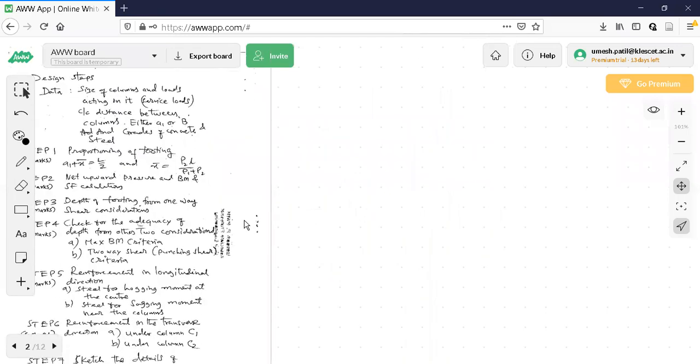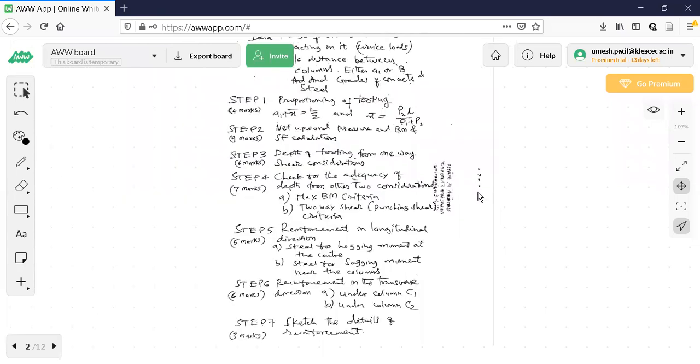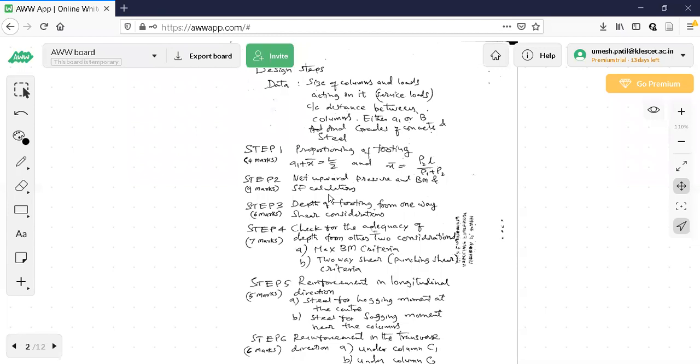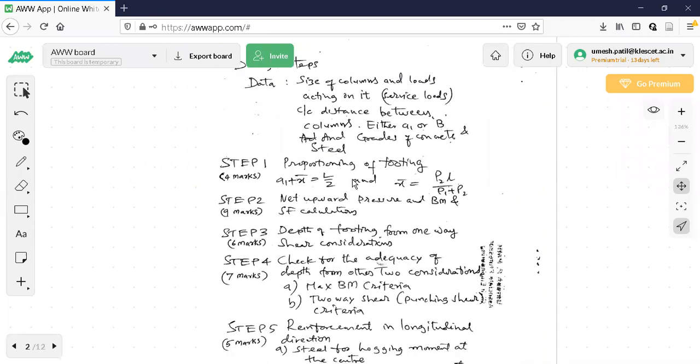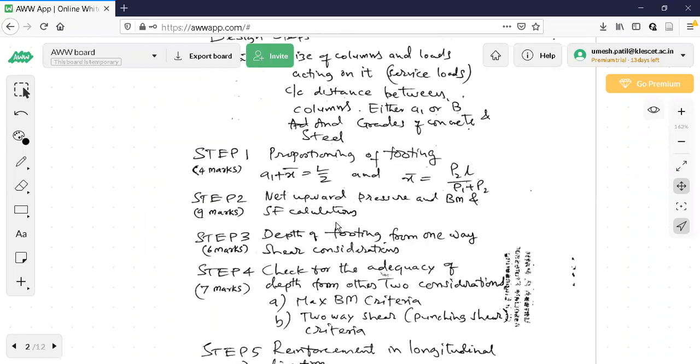You can see the number of steps and where we are right now. As you can observe, the size of columns and the load acting will be given. Usually service load is given, not the factored load. You have to carefully read the problem, whether the given load is service or factored. In any case, you have to find out the service load. If factored load is given, divide by 1.5, because the calculations are related to service load.